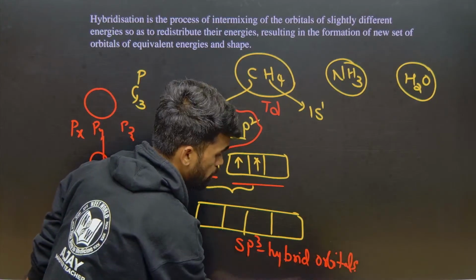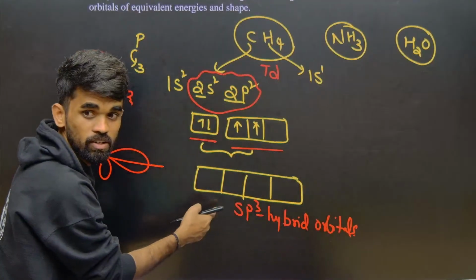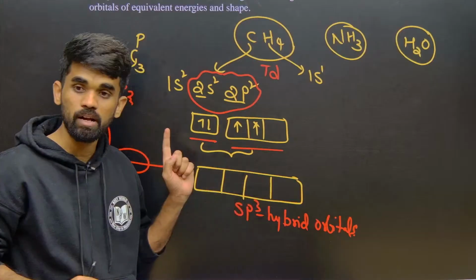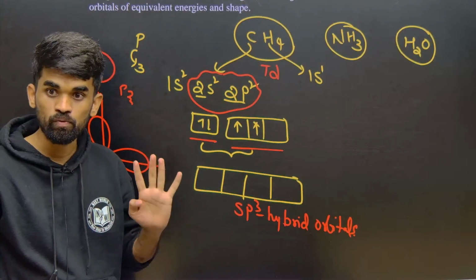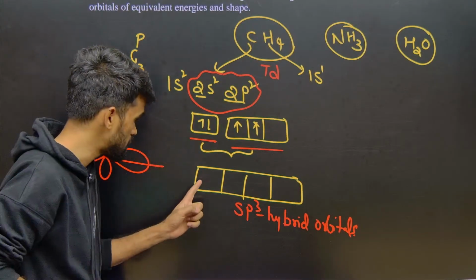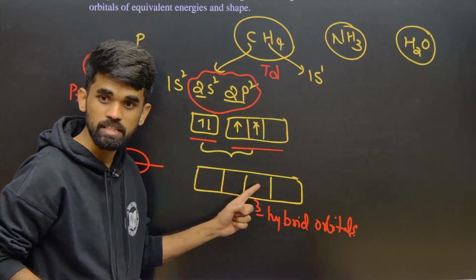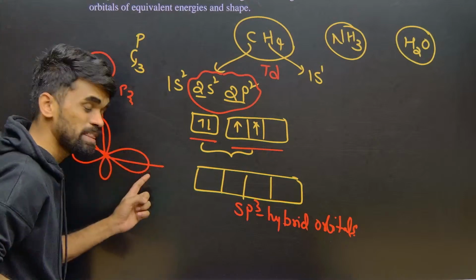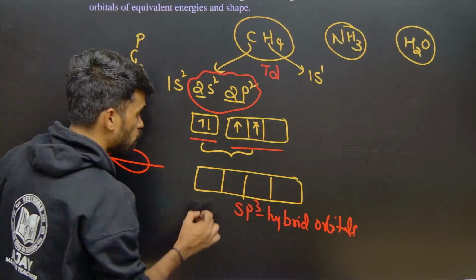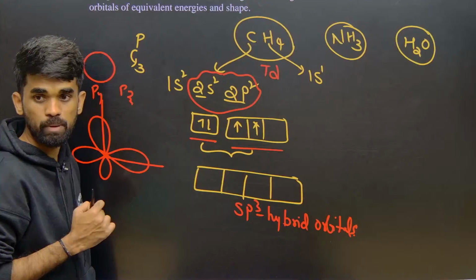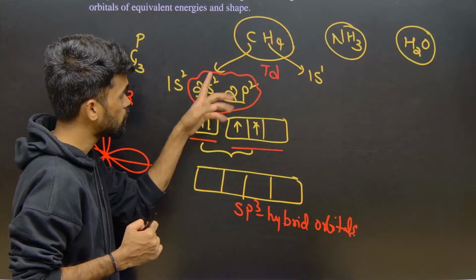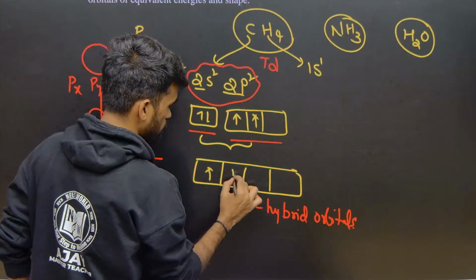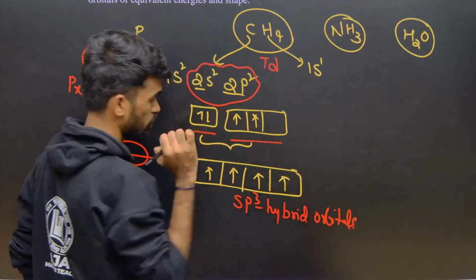So how many s orbitals are there here? You should not say it is s, it is sp3. How many sp3 hybrid orbitals are there? 4 sp3 hybrid orbitals. Now, when they have equal energies, give 1 electron to each of those orbitals. How many total electrons do we have? 4. So give 1 here, another one like this, 4 given.